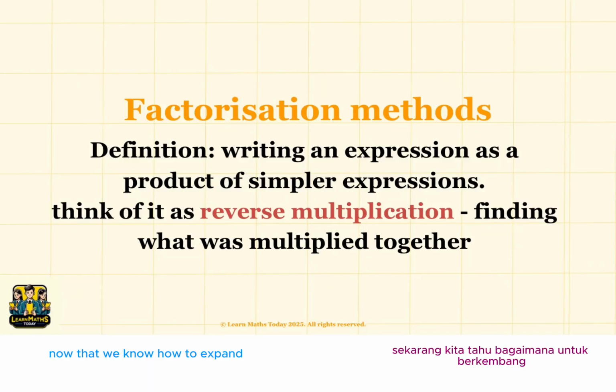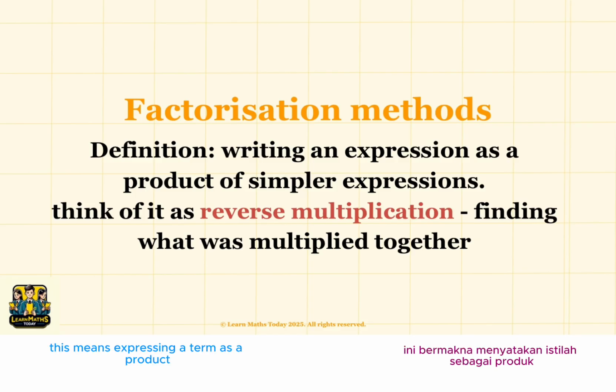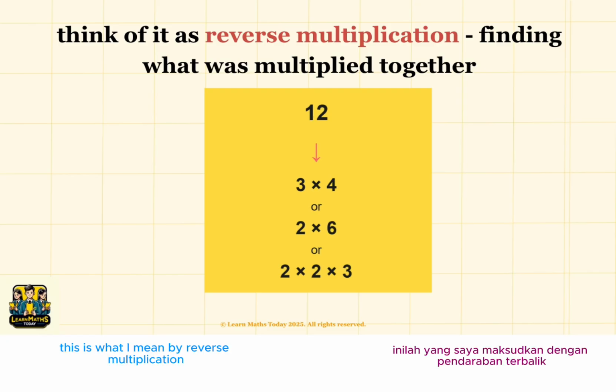Now that we know how to expand, let's learn the reverse, factorization. This means expressing a term as a product of simpler expressions. Think of it as reverse multiplication, finding what was multiplied together in order to obtain an expression. This is what I mean by reverse multiplication.